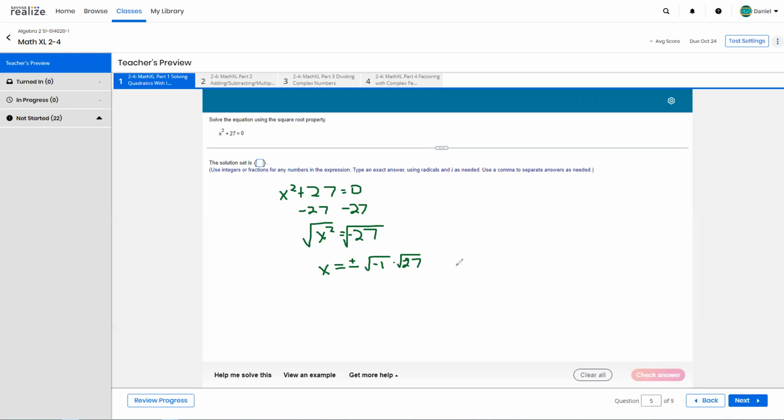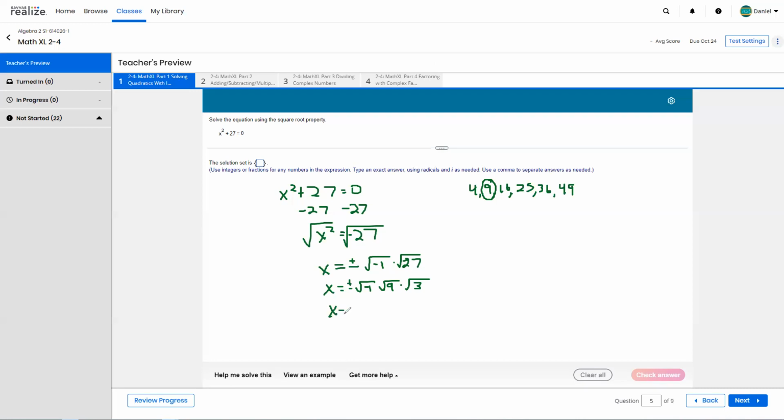However, the square root of 27 is not a perfect square, so I need to find perfect squares that go into 27. Again, our perfect squares are 1, 4, 9, 16, 25, 36, 49. Those are my perfect squares. The biggest perfect square that goes into 27 is going to be 9. So I'm going to split this up into square root of 9 times square root of 3. Square root of 1 times square root of 9 times square root of 3 is going to be square root of -27, so we're good.